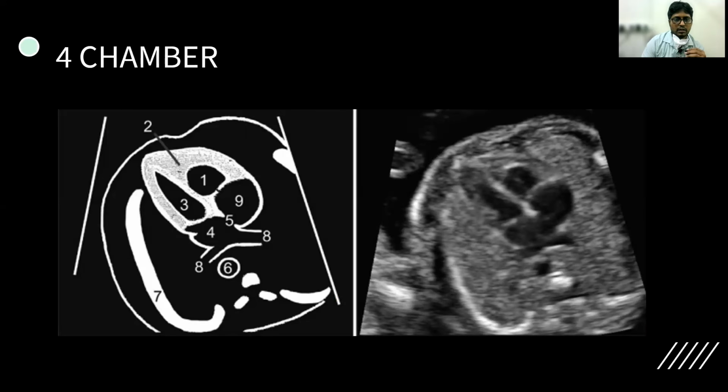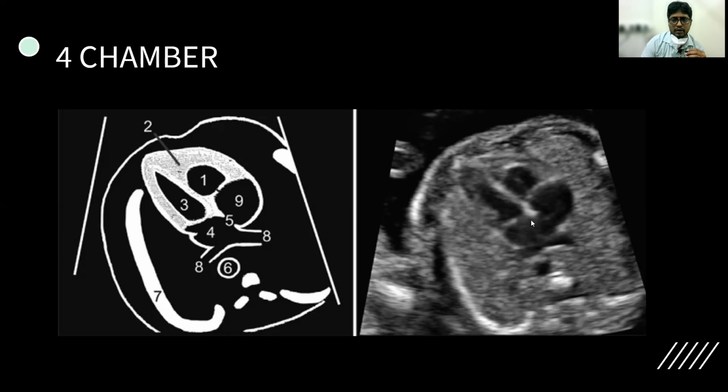Here you can see this is the 4-chamber view, the first plane that we will be taking in the heart. This plane is obtained just by moving the probe cranially from the AC plane or the abdominal circumference plane. From there, we just move the probe cranially towards the fetal head. When I'm saying moving the probe, it is not the same as tilting the probe. So you have to literally move the probe towards the fetal head. That will bring you to this plane where you can see the heart as a 4-chambered heart, the 2 atria posteriorly and the 2 ventricles anteriorly.